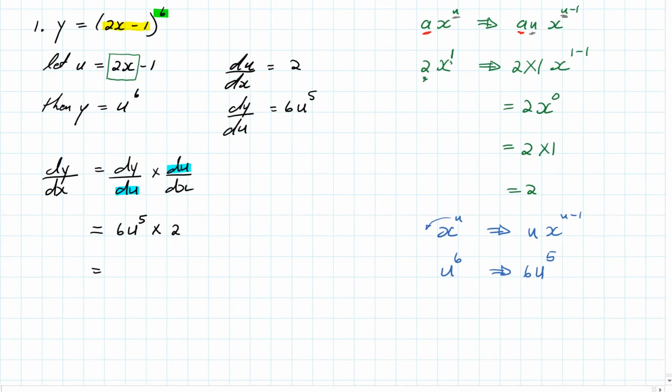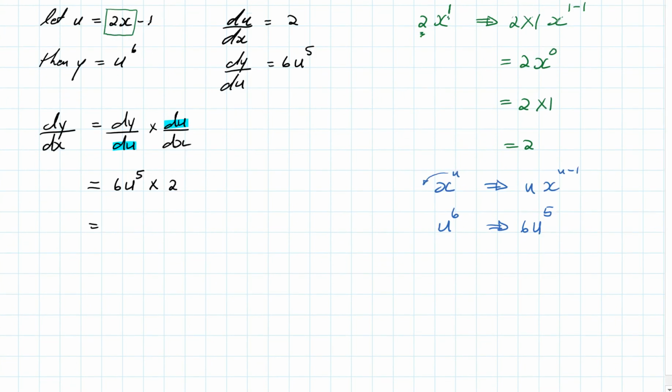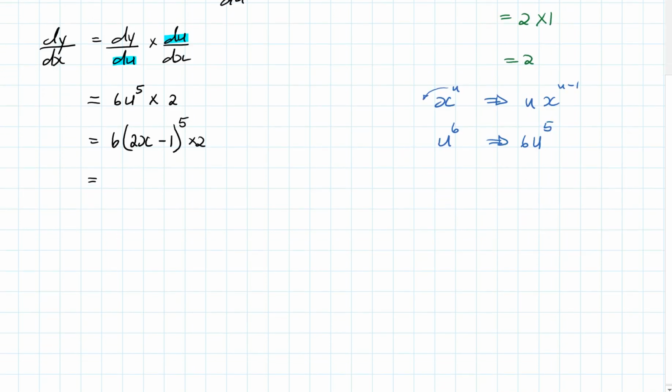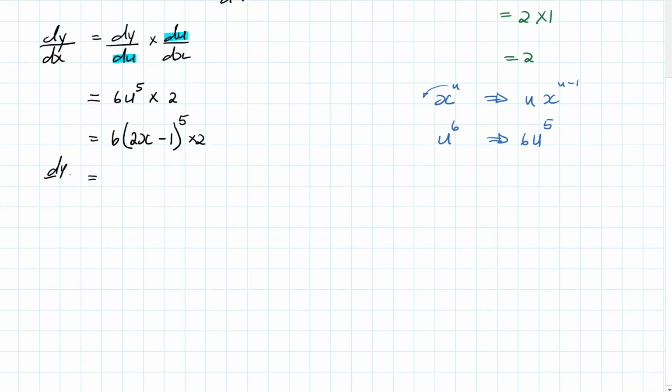So what we do is we go back and ask, what did we set u equal to? We set u equal to 2x minus 1. So we have to put that back as 2x minus 1. And don't forget the power of 5 times 2. That then gives us 6 times 2. Let me just write here, dy dx is now equal to 6 times 2, 12, times 2x minus 1 to the power of 5. And that is the answer.